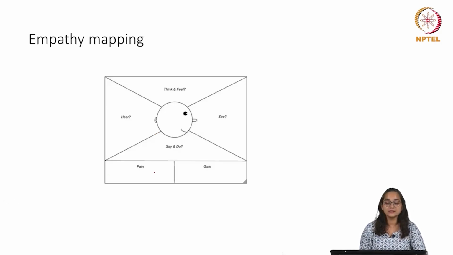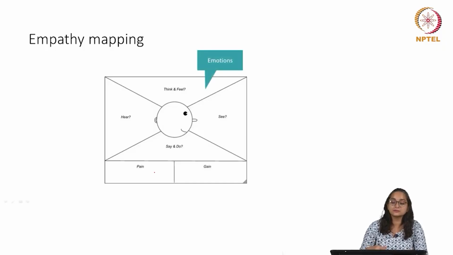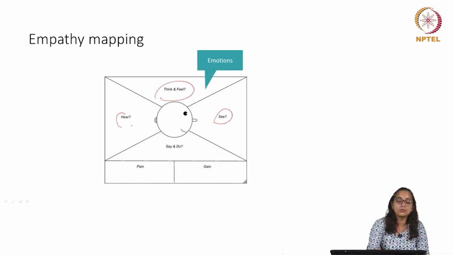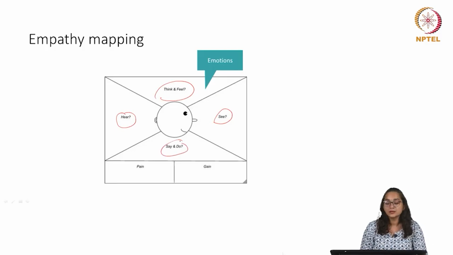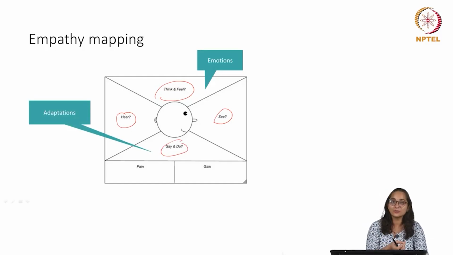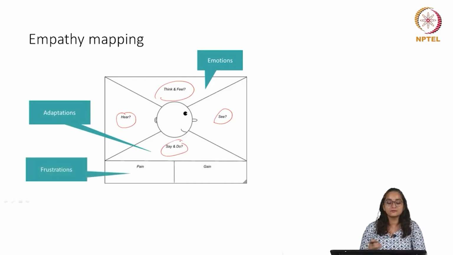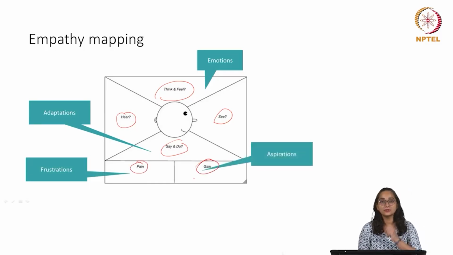One way of doing it is, we have discussed this, empathy mapping, how to fill this. You have to interview them and maybe fill this based on their responses. What do they think and feel? What do they see in the context? What do they hear? What do they say and do? The think and feel can tell you about the emotions. What they say and do can tell you about the adaptations. The frustrations can come from the pain, and aspirations will come from the gain, what they wish to gain from this product.